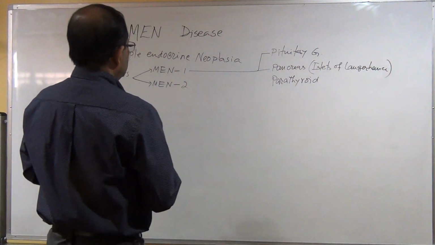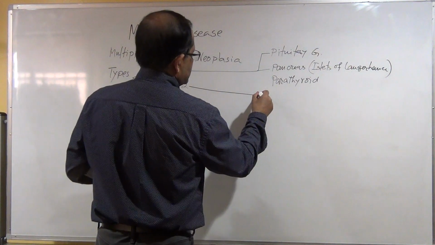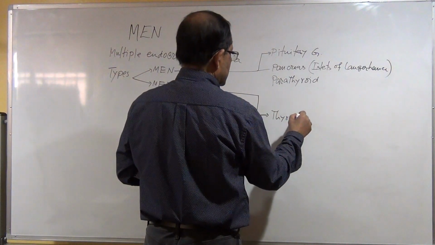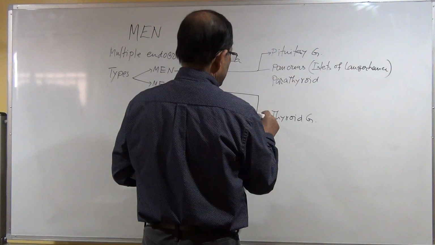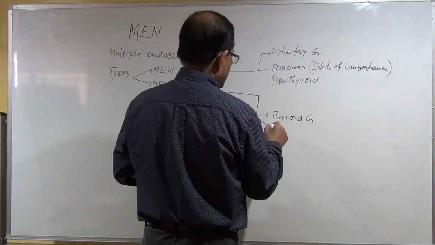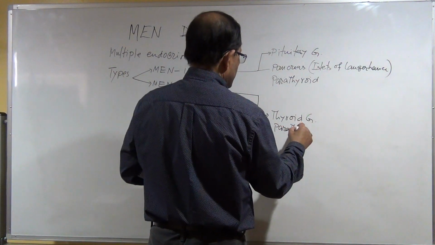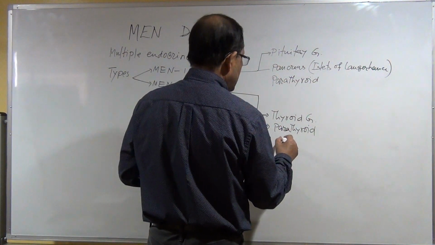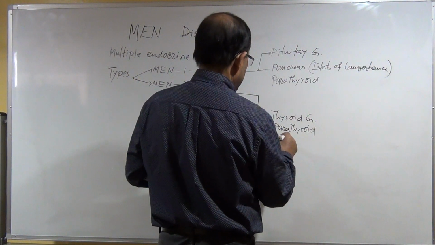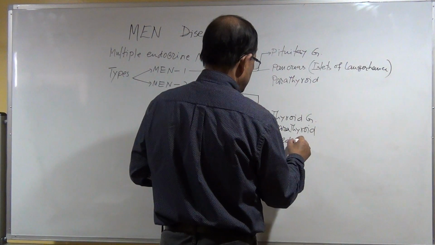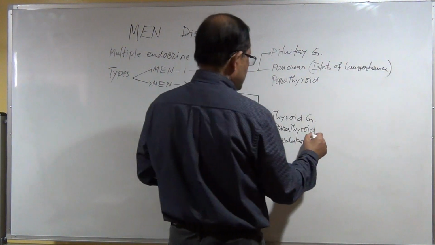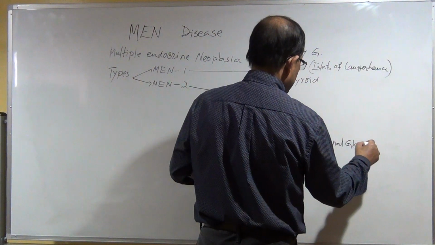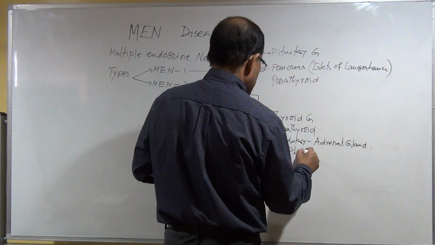And MEN 2, the organs affected are the thyroid gland, parathyroid, and the adrenal gland, the medullary part of the adrenal gland, and mostly it is pheochromocytoma.